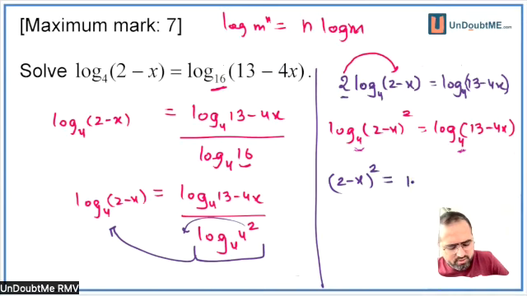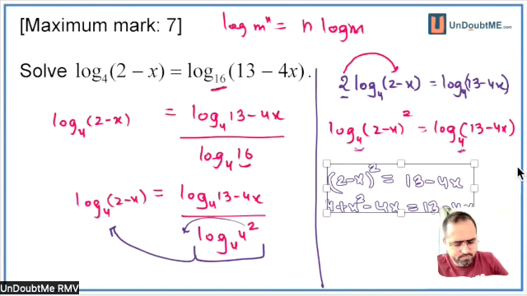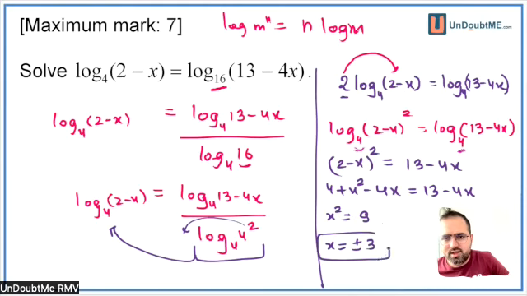(2 minus x) whole square is equal to 13 minus 4x. And now it becomes a regular equation. When you expand (2 minus x) whole square, it will be 4 plus x square minus 4x is equal to 13 minus 4x. Minus 4x will be cancelled from both the sides. And we will get x square is equal to 13 minus 4, that is 9. So that will give me x is equal to plus minus 3.